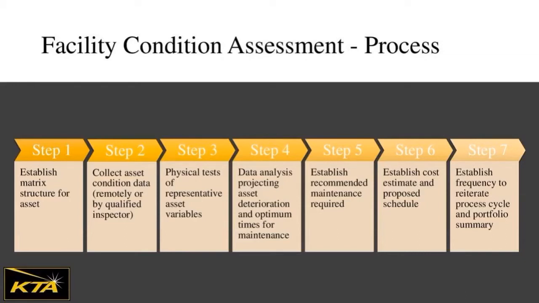Step 3, conduct physical testing of assets to help determine the asset condition. Step 4, analyze data using deterioration curves to determine the optimal time for maintenance. Step 5, establish the maintenance plan per facility or on a component level. Step 6, determine the future value cost and propose maintenance schedules. Step 7, determine proactive maintenance schedules throughout the asset's life cycle and determine the portfolio summary.